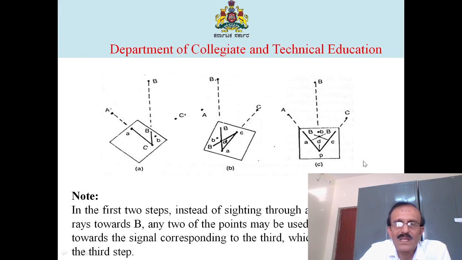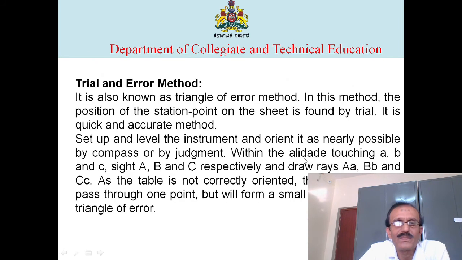A, B, C are the successive positions of the plane table, and their bisection and rays drawn are shown here. Note: in the first two steps, instead of sighting through A and C and drawing rays towards B, any two of the points may be used and rays drawn towards the signal corresponding to the third, which is then sighted in the third step.